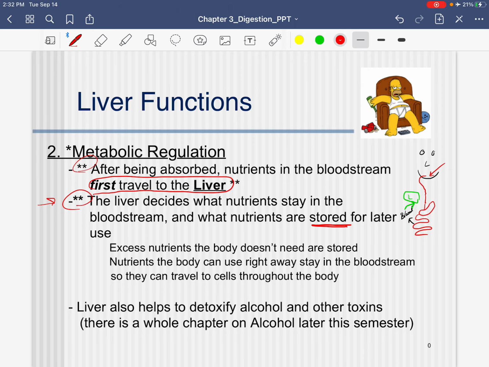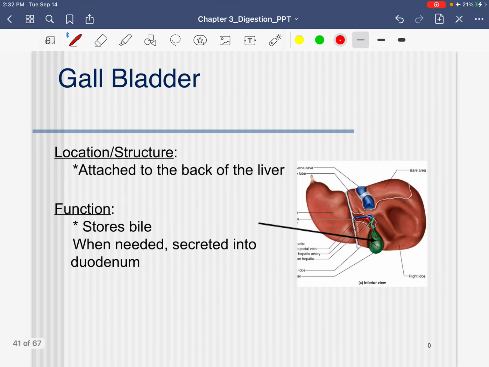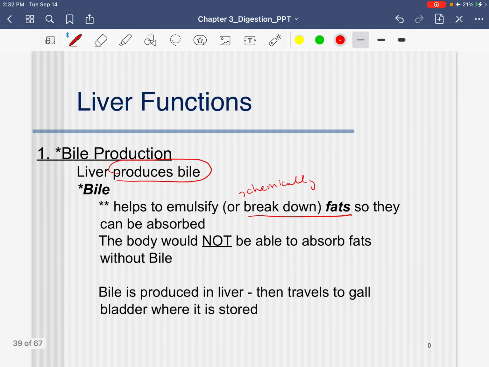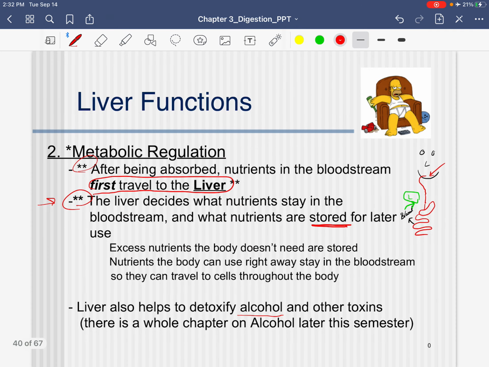The liver does help to detoxify alcohol, but we're going to talk about that in a whole other chapter. All right. I had mentioned there was going to be 3 functions. We'll just go with the 2. The third function of filtering out and detoxifying we'll talk about with the alcohol chapter.